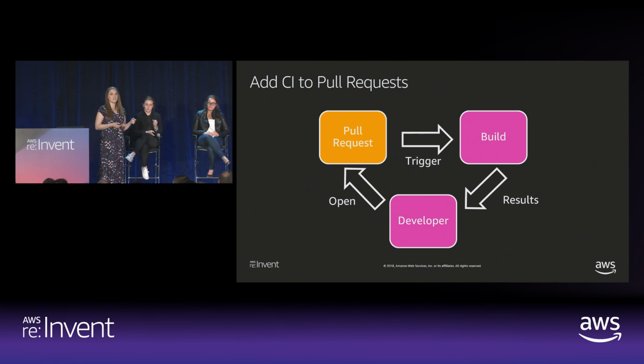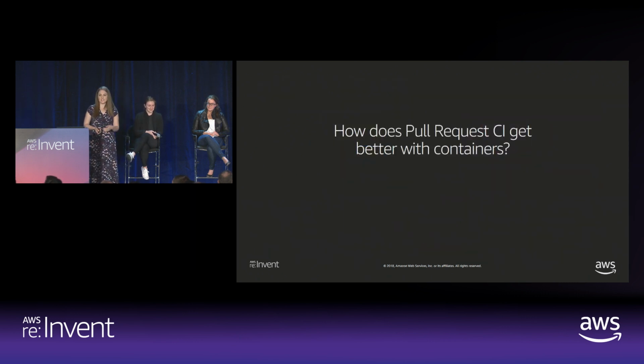So now developers are getting their feedback even earlier in the process in their pull request, and their teammates are also getting that feedback, so they know that they don't have to review this code because the build's not working. A certain developer needs to go fix it. So how does pull request continuous integration get better now that we have containers? I'm really excited that this stuff is built on containers.